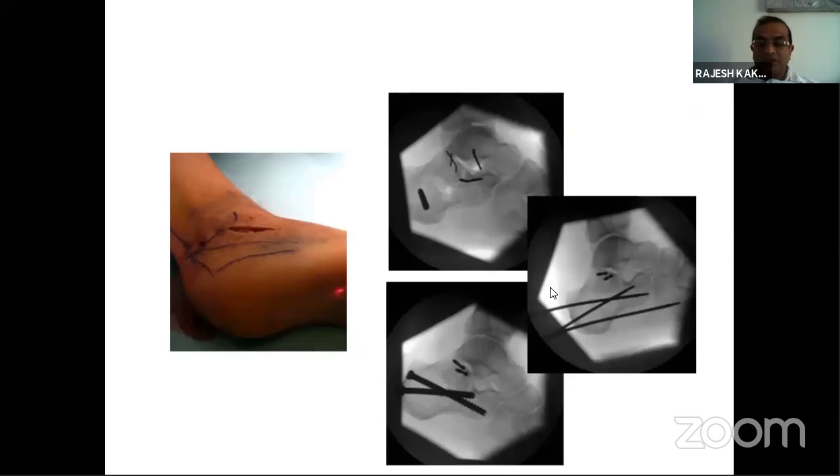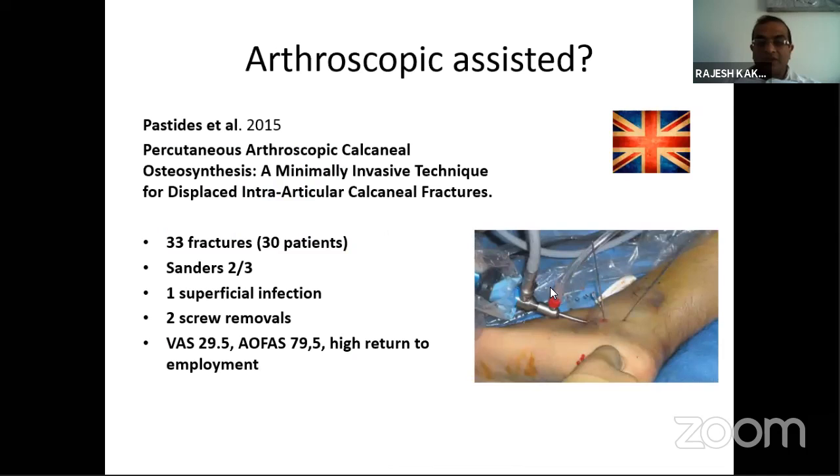Similar techniques will need to be used when you use an arthroscopic assisted calcaneal fracture fixation, where you should be able to see the articular surface quite well, and you can use that to reduce the posterior facet, but use indirect methods to correct the calcaneal width and height.